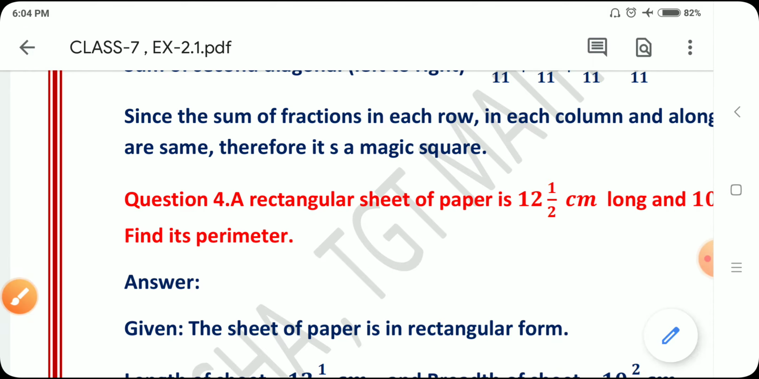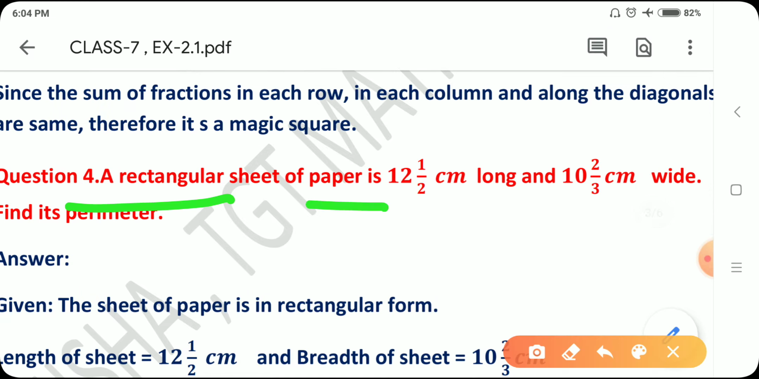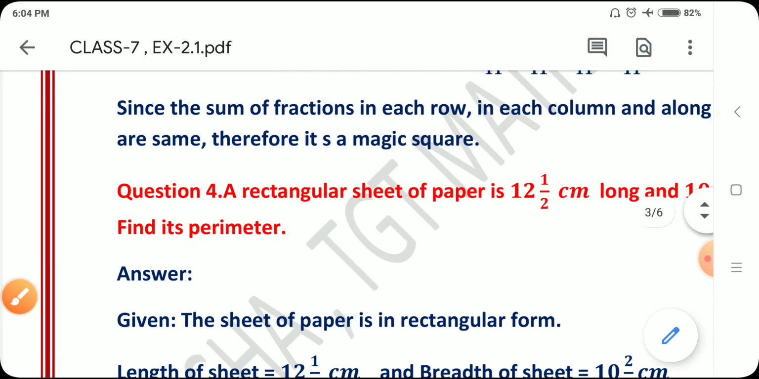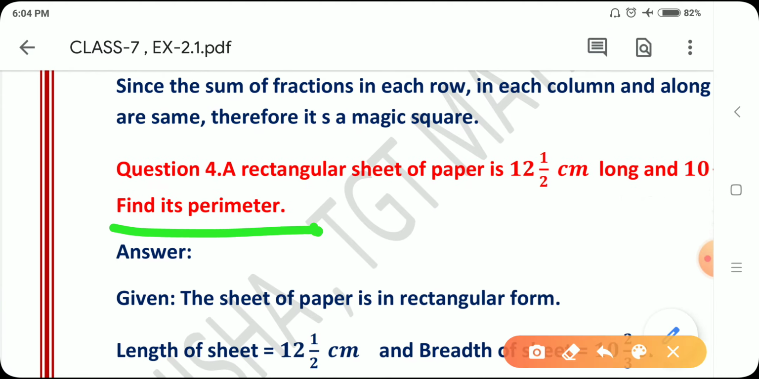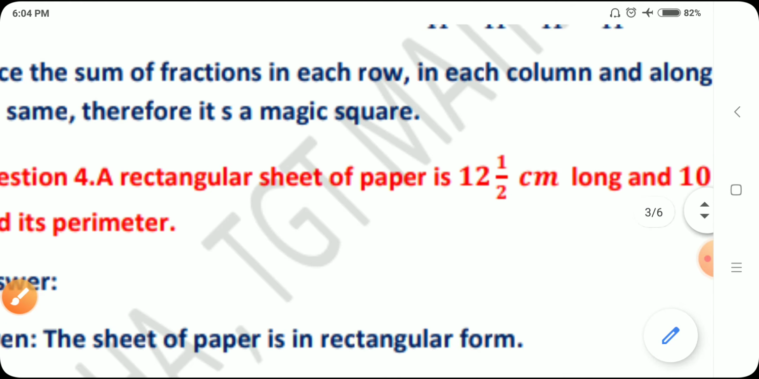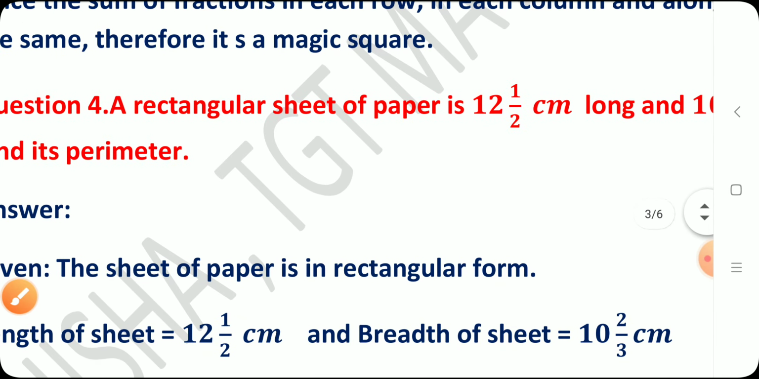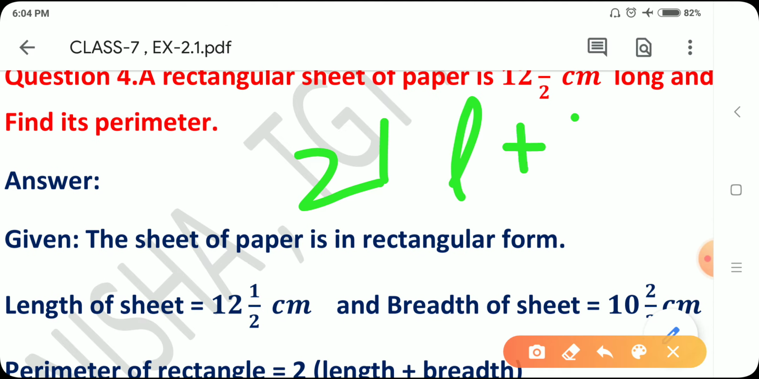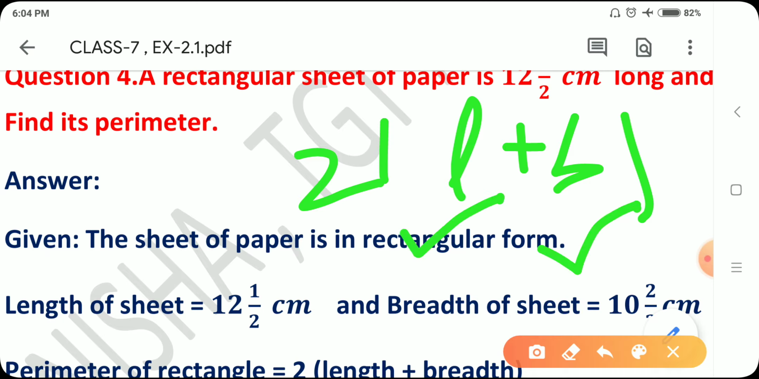A rectangular sheet of paper is 12 1 by 2 centimeter long and 10 2 by 3 centimeter wide. Find its perimeter. You have to find the perimeter of the rectangular sheet. So first of all you have to learn the formula. You already learned that the perimeter of a rectangle is twice of length plus breadth. Length you already know, breadth you already know. After putting values in the formula you will get the answer.